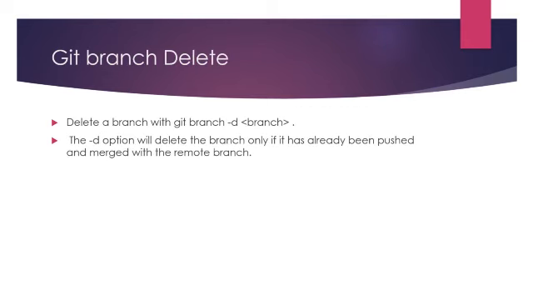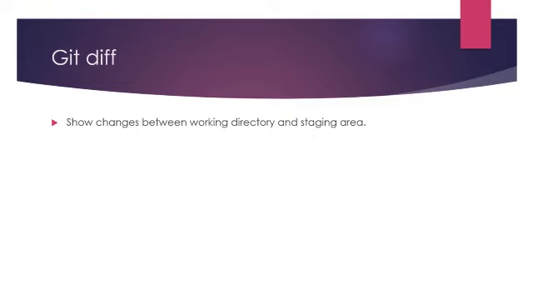And git branch delete. This is an interview question that was asked: how do you delete a Git branch? We can use the git branch -d command with the branch name to delete it. Git diff shows the difference between the working directory and the staging area. And git status checks the changes between the working directory and the local repository.